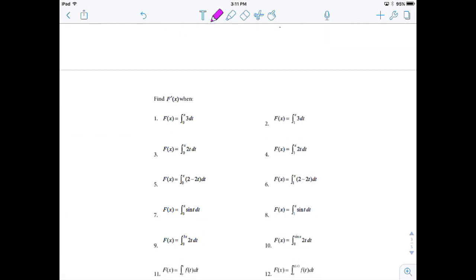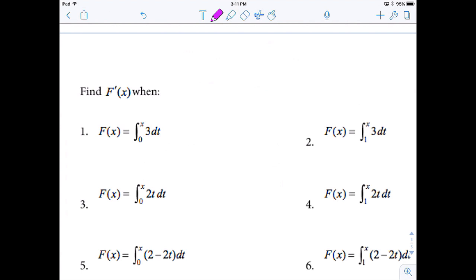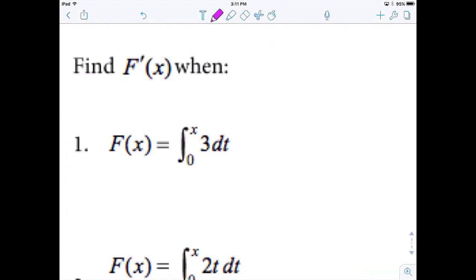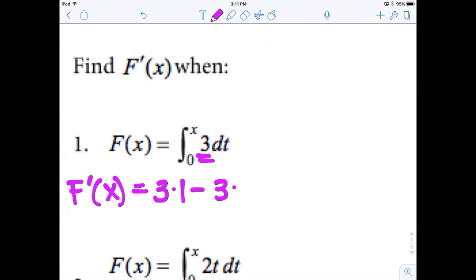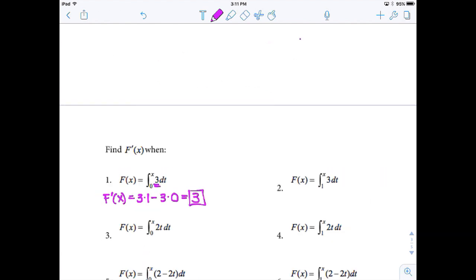So let's look at a couple of these. We want to find f prime. So if this is my function f, then I want to take the derivative of that. Well, the derivative of an integral, those should undo each other. And so this is going to be f prime. It's going to stay the function in there, so that's 3, times the derivative of the upper bound, which is 1, minus 3 times the derivative of the lower bound, which is 0. And so this is just 3. So the derivative of that integral defined function is just 3.